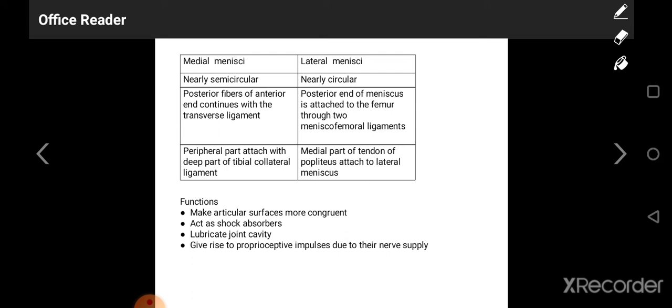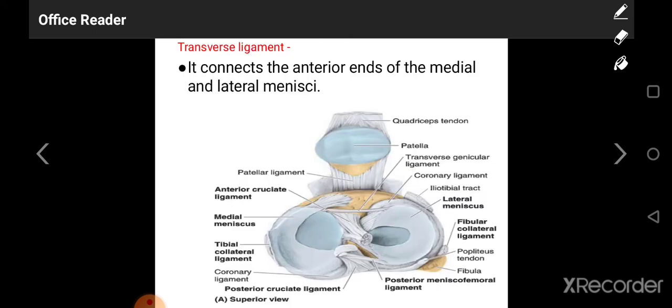What are the functions of these menisci? The one is they make the articular surfaces more congruent, more articulable. They act as shock absorbers. They lubricate the joint cavity. They give rise to proprioceptive impulses due to their nerve supply.